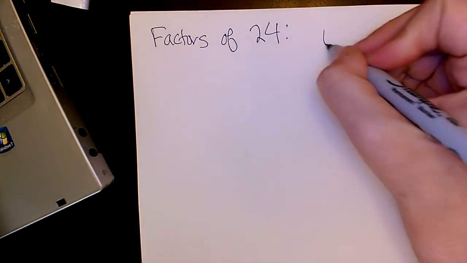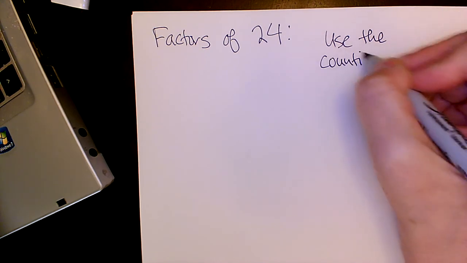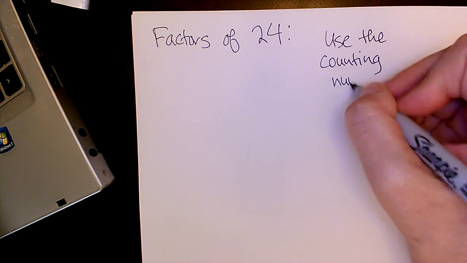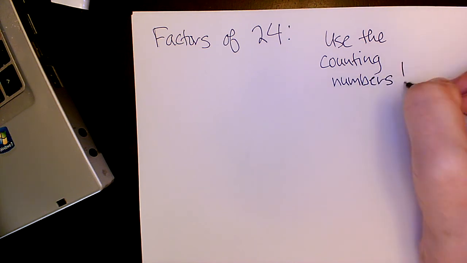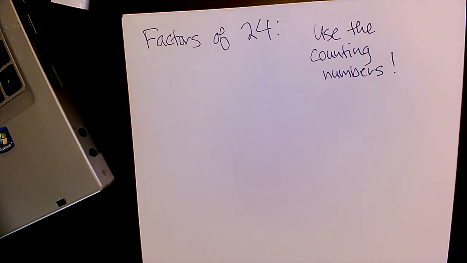Okay, this is the second part of section 2.4, and we were talking about factors in the last video, and we're going to just keep going with that and talk about finding all the factors of 24. So remember, you want to use your counting numbers. And remember, that's 1, 2, 3, 4, 5, 6, and so on.